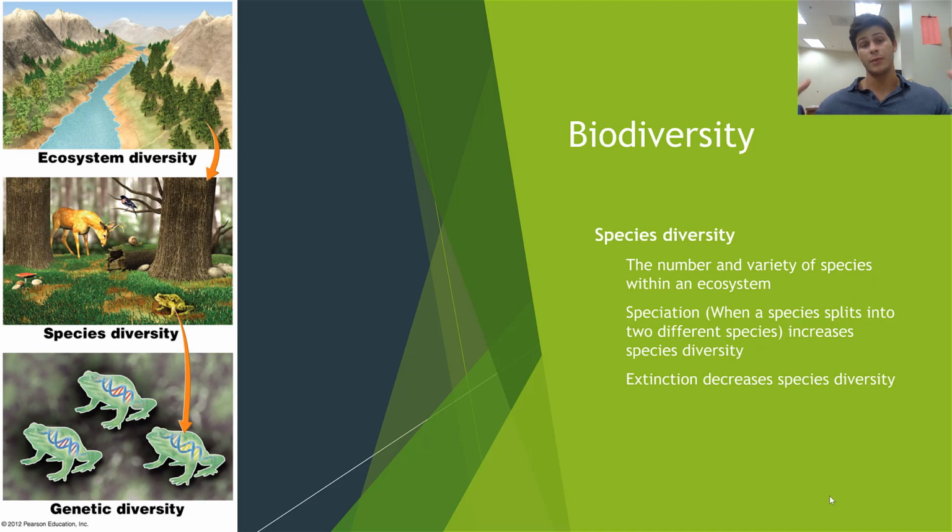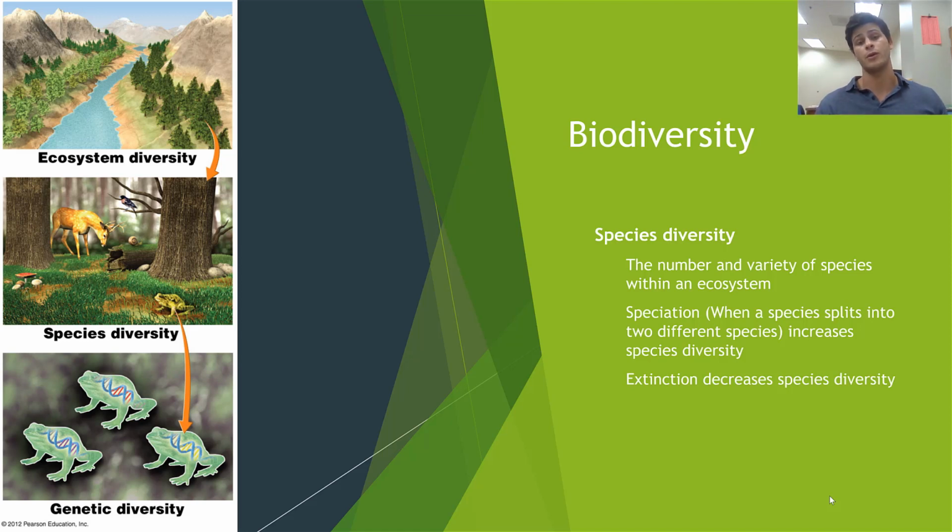And so, focusing a little more narrowly, now we're looking at specifically one ecosystem. Species diversity is basically the number, variety, and distribution of species within a given ecosystem. Your book only looks at number and variety. I want you to look at distribution, and we're going to give an example of what distributions of species within an ecosystem look like here in just a second.